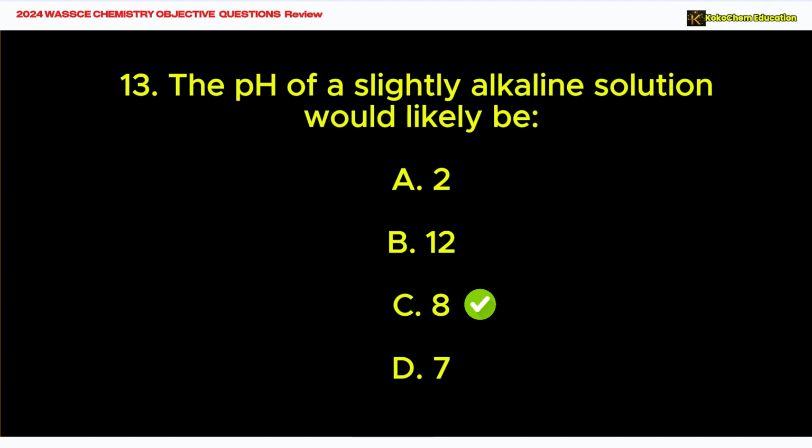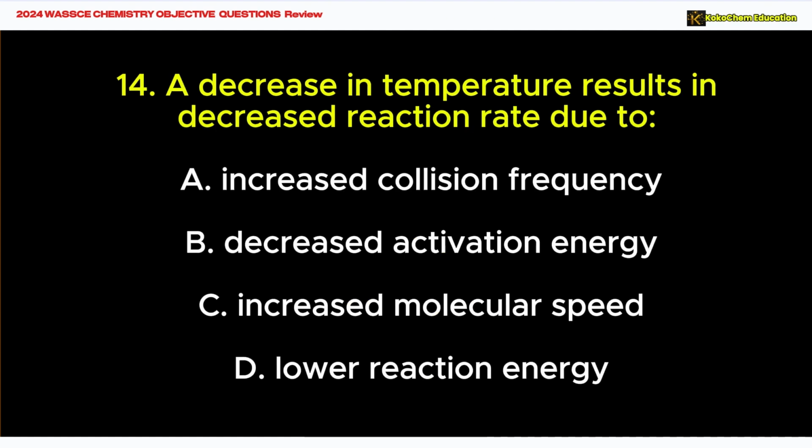Explanation. A slightly alkaline solution has a pH just above 7. A pH of 8 indicates weak alkalinity. Strong bases have pH closer to 14, and values below 7 are acidic.